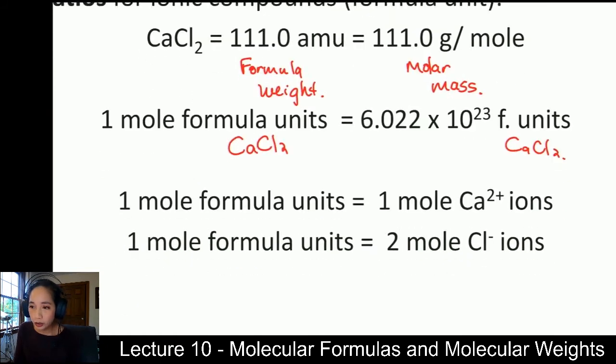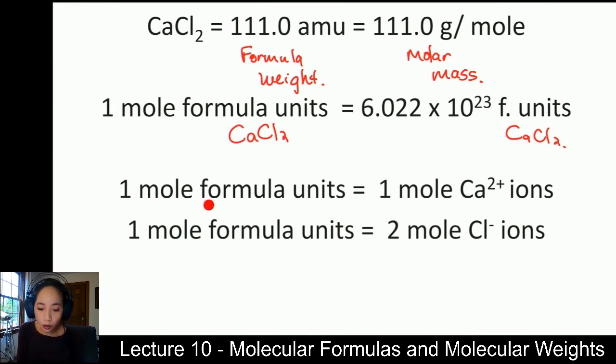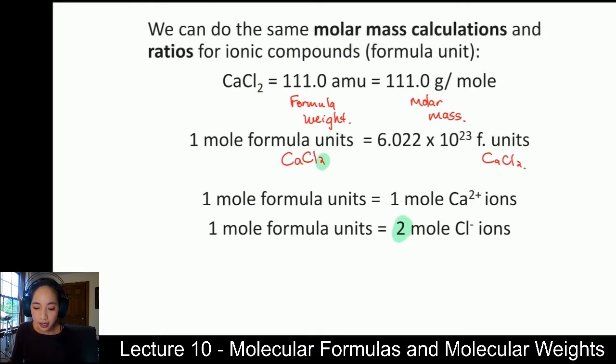And the ratios still mean the same thing. If we have 1 mole worth of calcium chloride, that means there's 1 mole worth of calcium 2 plus ions present. If we had 1 mole of calcium chloride, we would have 2 moles of chloride ions present because of that 2 subscript. So basically, I can ask you very similar questions involving grams, moles versus molecules or formula units for ionic compounds, just like we just went over with the caffeine and Prozac molecules in the previous examples.